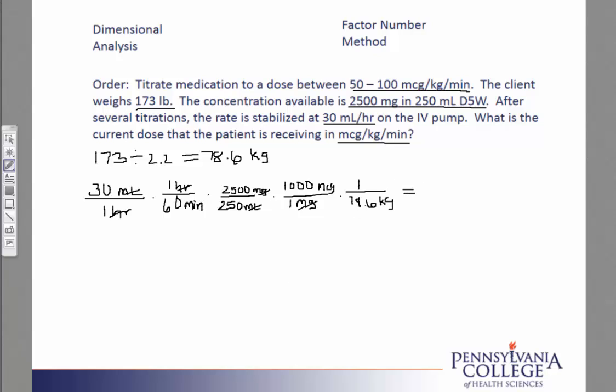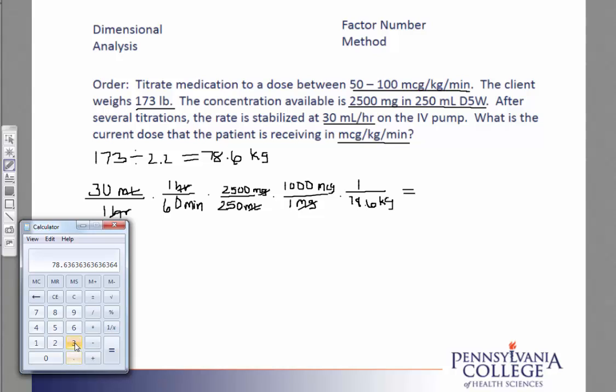At this point, I'm ready to go to my calculator. I'll take 30 times 2,500 times 1,000, divide it by 60, divide by 250, and divide by 78.6. I get my final answer, which is 63 and it continues.